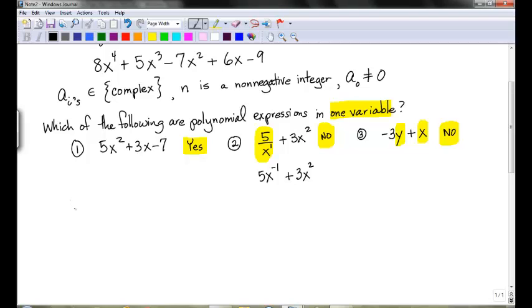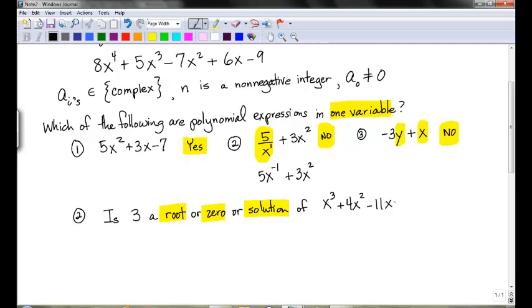Okay? The next type of problem they will give you is, is 3 a root. Now, your author may call it a root, or a 0, or a solution. Depends on your author which word they use. These are used interchangeably. Is it a root, a 0, or a solution of x to the third plus 4x squared minus 11x minus 30 equal 0.